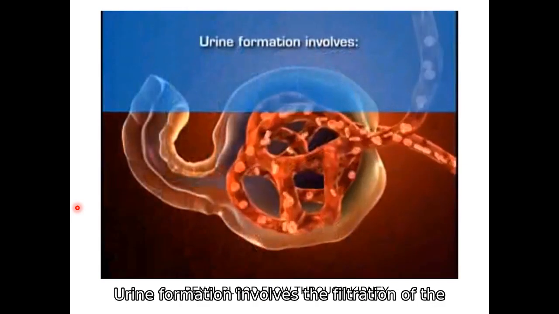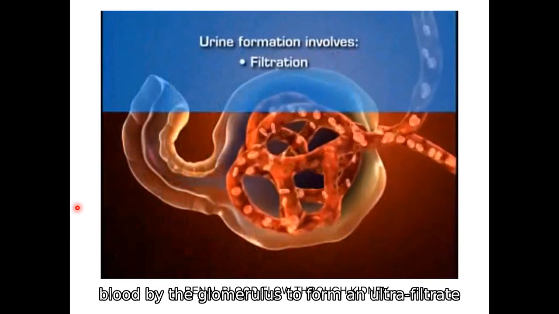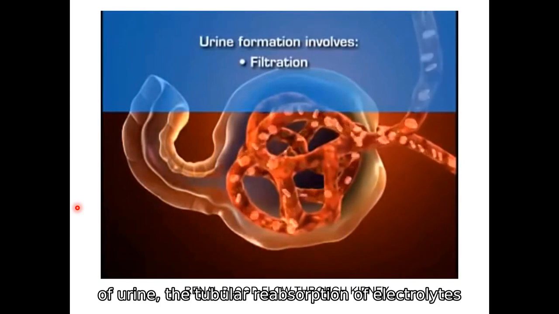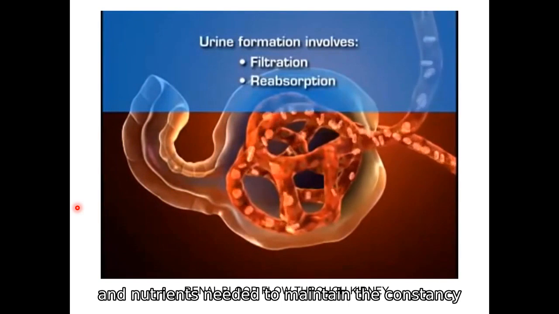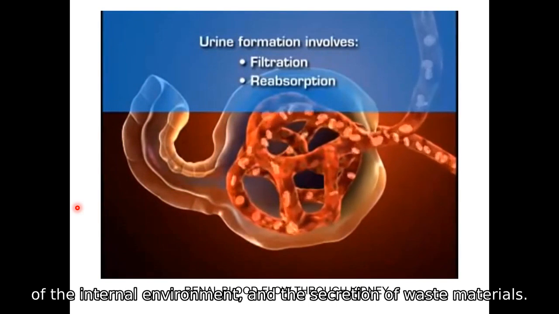Urine formation involves the filtration of the blood by the glomerulus to form an ultrafiltrate of urine, the tubular reabsorption of electrolytes and nutrients needed to maintain the constancy of the internal environment, and the secretion of waste materials.